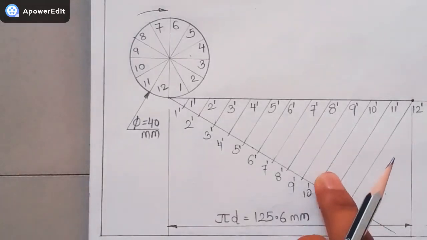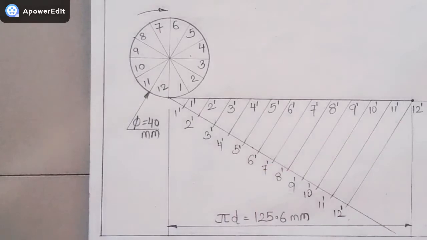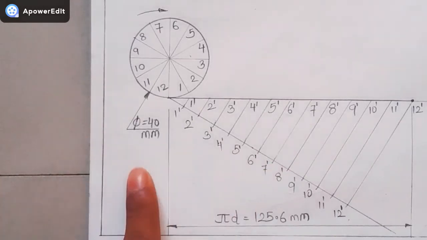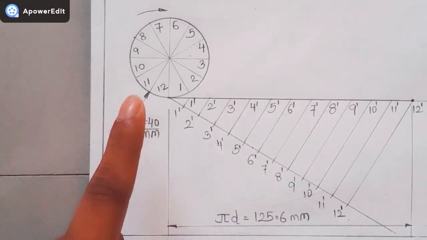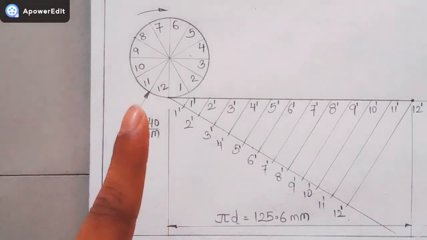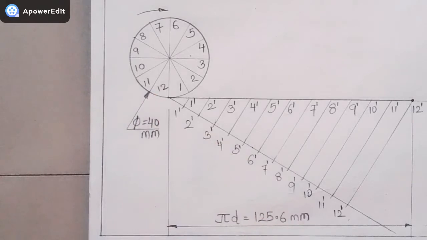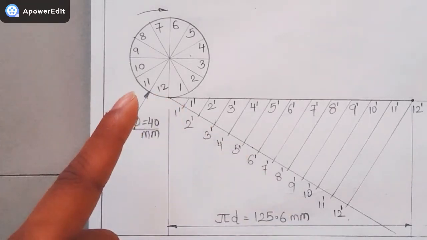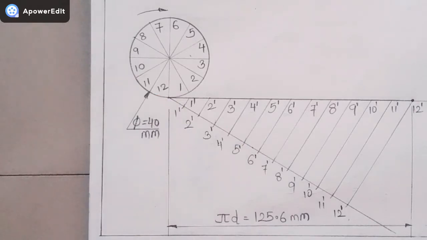Here is the overview of what I have done. First, I have drawn a circle of 40 mm diameter and divided the circle into 12 equal parts. Then I have drawn a horizontal straight line equal to the circumference of the circle, that is pi d, 125.6 mm. I have divided this circumference also into 12 equal parts and given the naming accordingly. Now guys, we have to proceed to the next construction method.